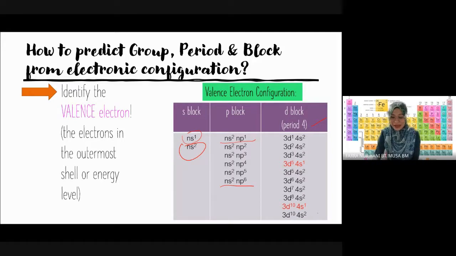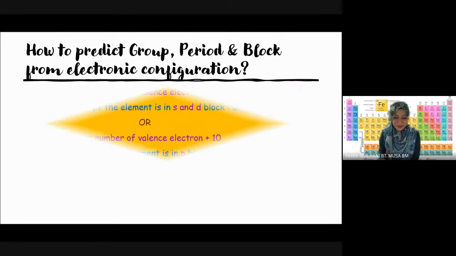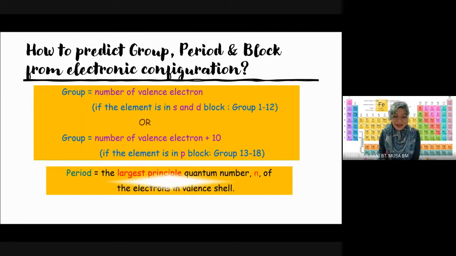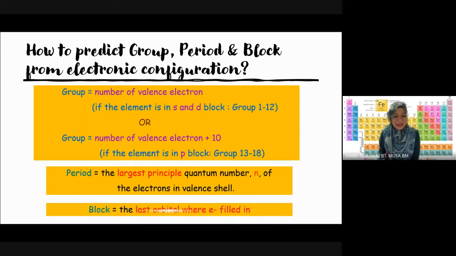Okay, alright. This is the conclusion I gave earlier, I repeat it once more. Okay, how to find the group, the period and the block for elements from its electronic configuration. Okay, any questions? Any question?